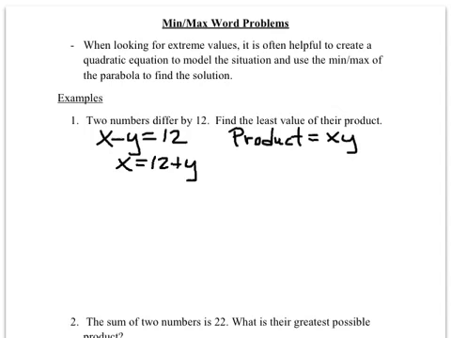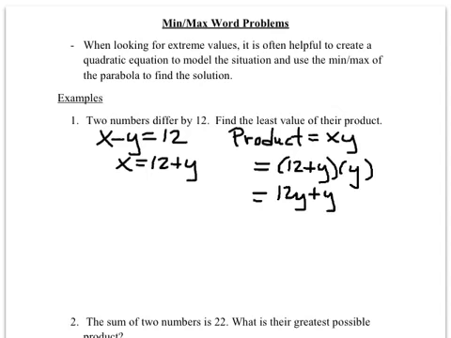What I'm going to do then is take this value and substitute it over here into this other idea, because it says to find the least value of their product. So I'm going to plug it in over here. When I do that, I get 12 plus y times y. If I simplify that, I get 12y plus y squared, or if I switch it around, y squared plus 12y.